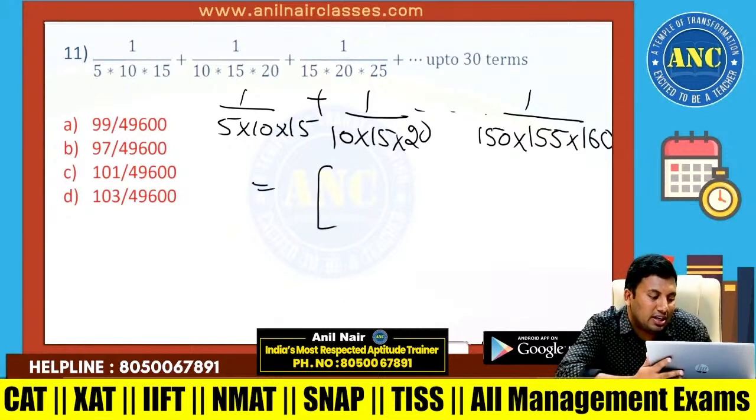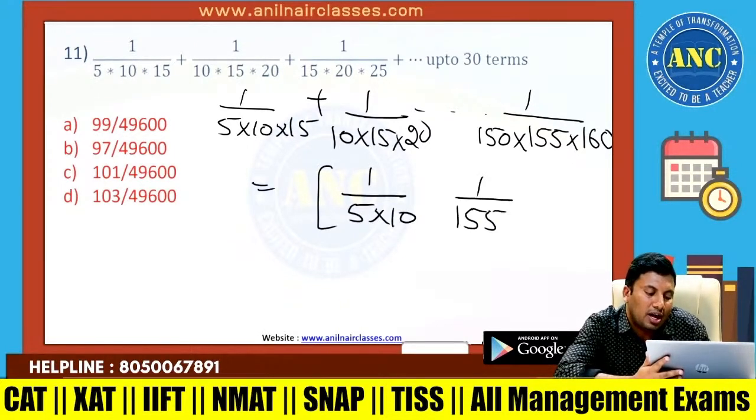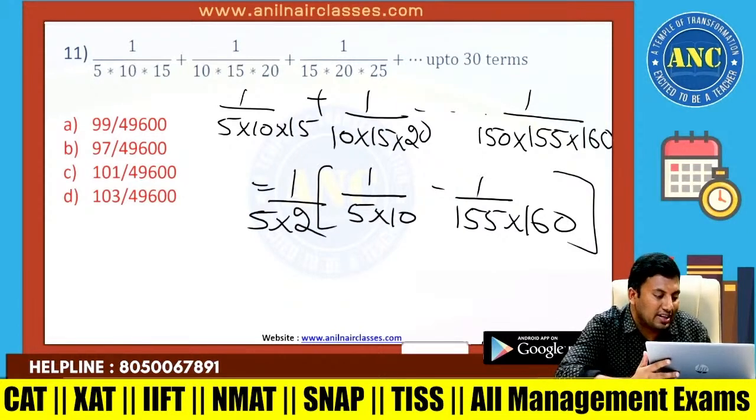Traditional method answer: 3 numerical values are there. Write the first numerical value and write the last numerical value. 1 by 5 into 3 numerical values will become 2. I hope the idea is clear. First, write 1 by 5 into 2, 1 by 5 into 10 and everything.